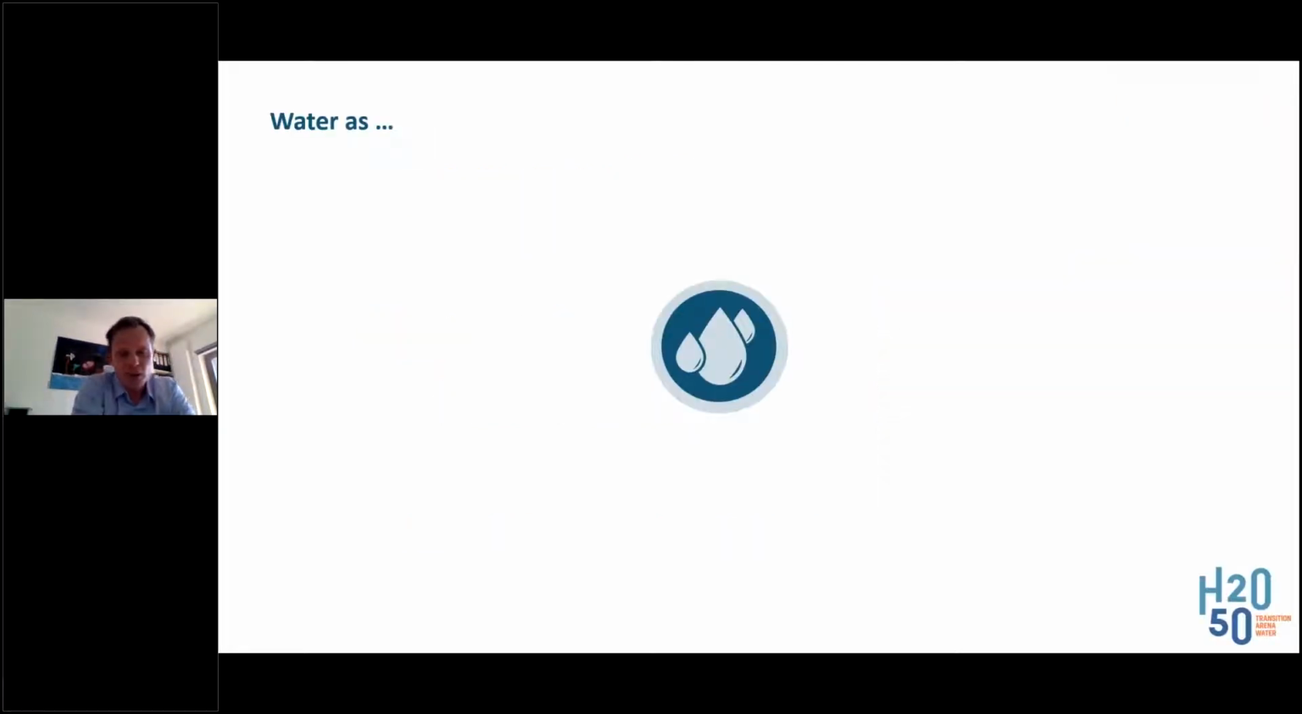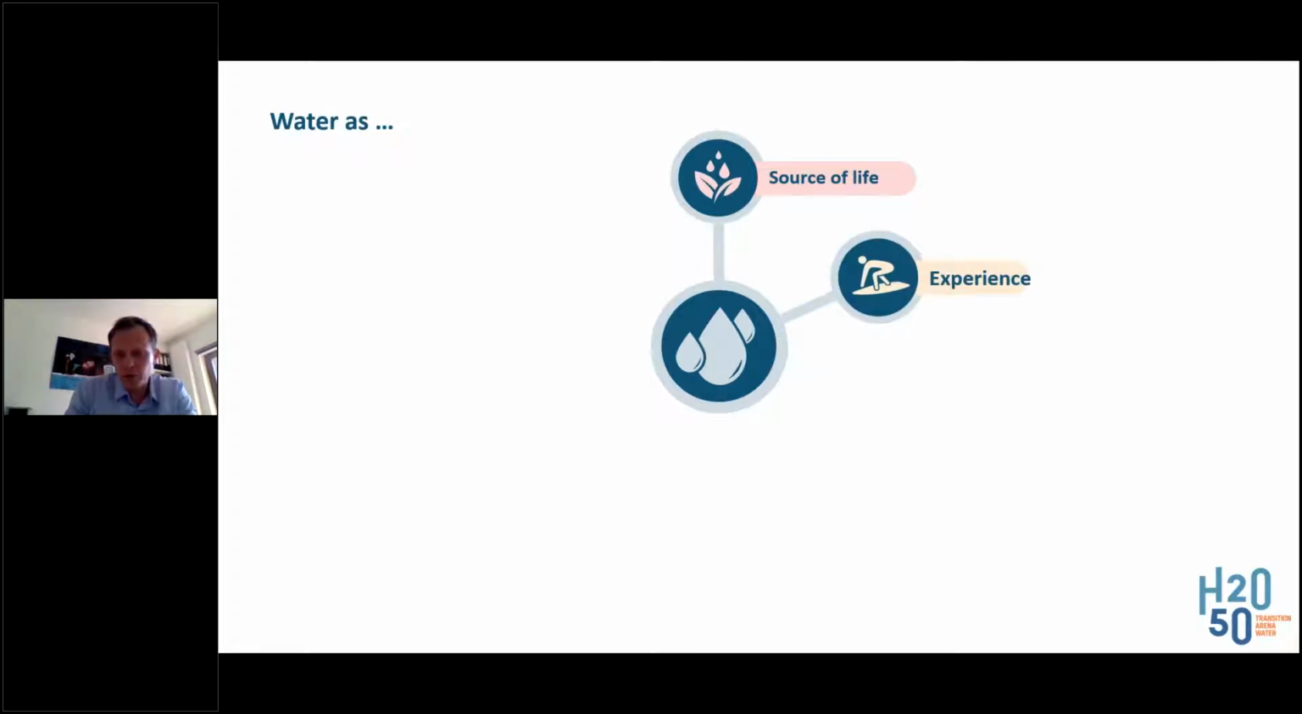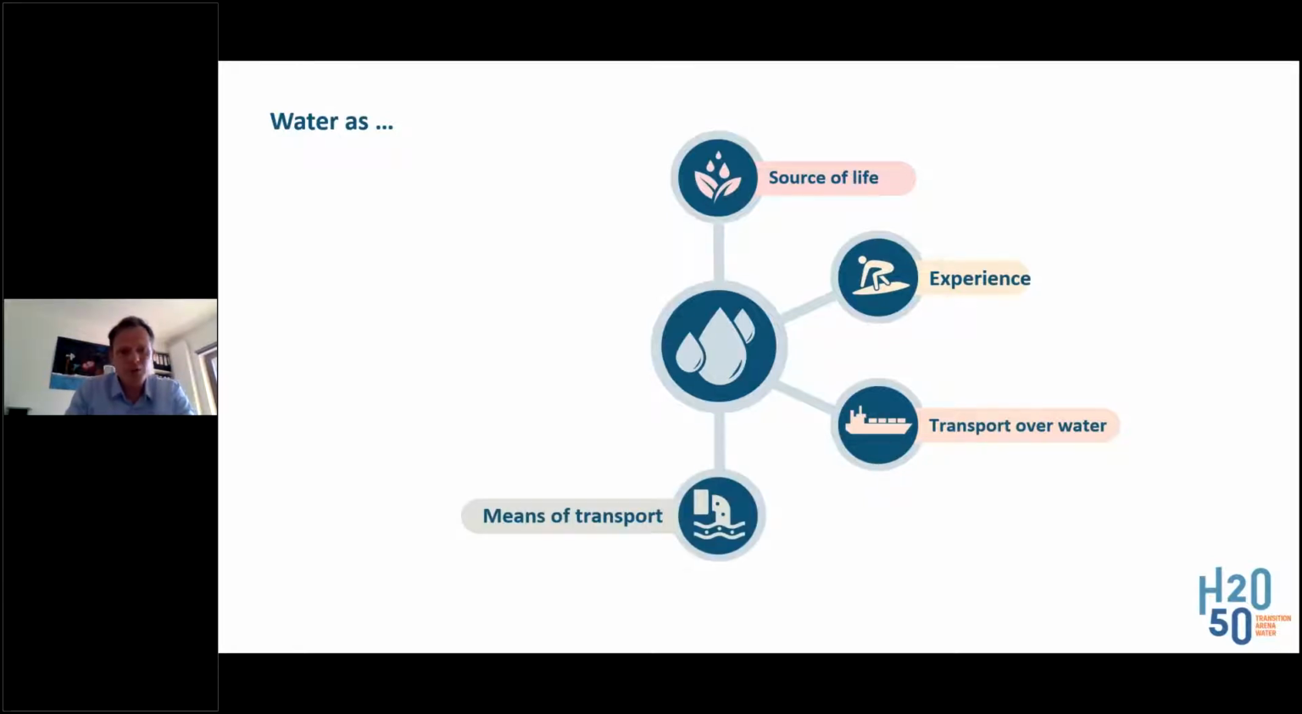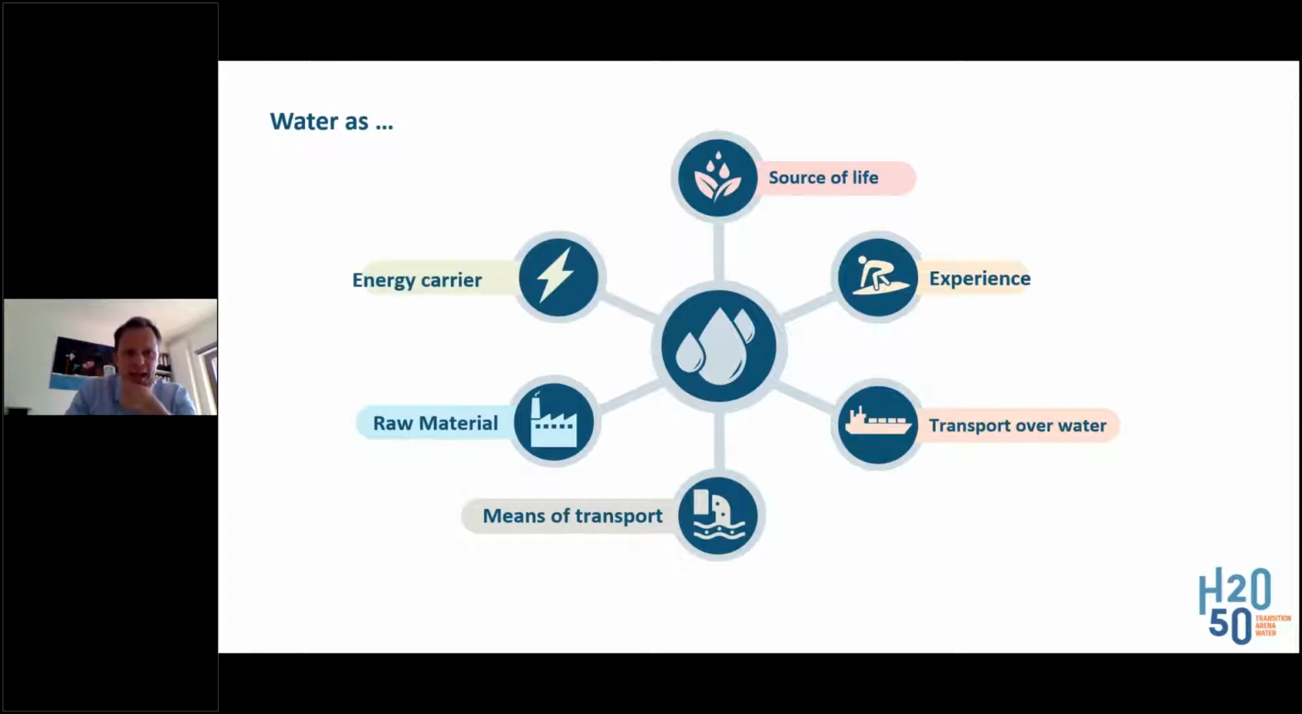So to begin, if we look to water, we need water for different functions. We need it as a source of life, for reproduction, for irrigating our crops, etc. We need it for experience, for recreation. We use it as a means of transport and for waterborne transport. We use it as a raw material, think of beverages, and also as an energy carrier, think of cooling. And so in the past millennia, we've adapted the water system to meet all these demands.